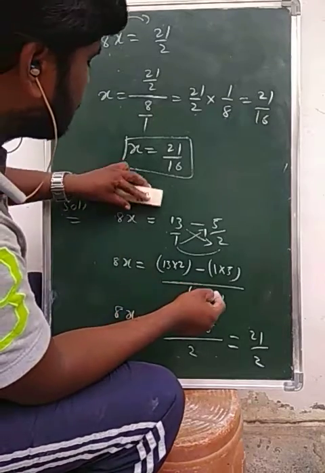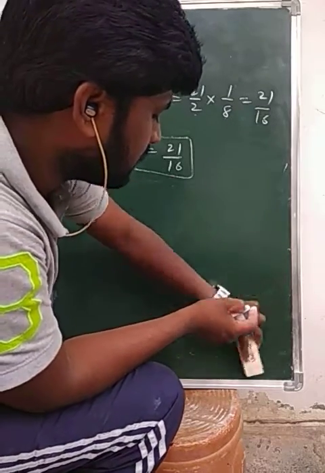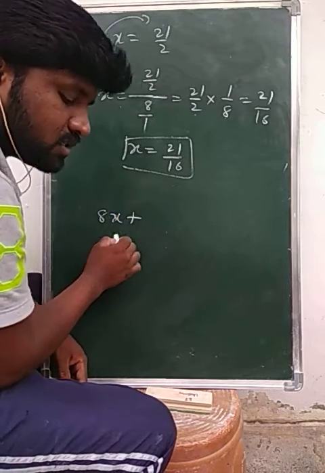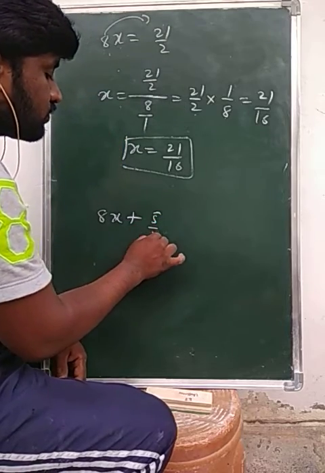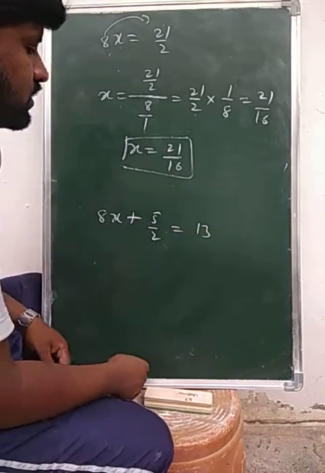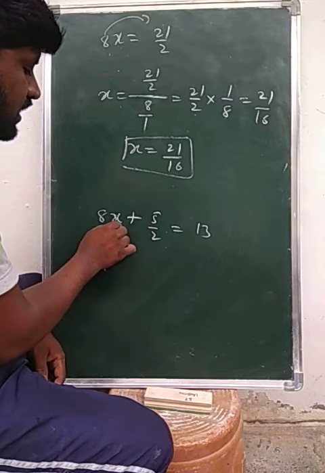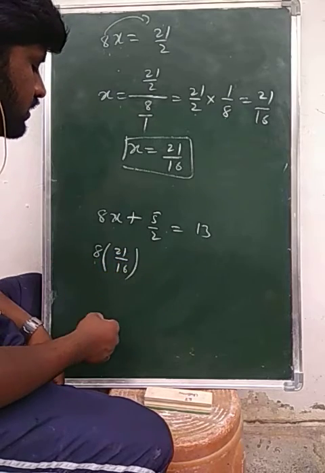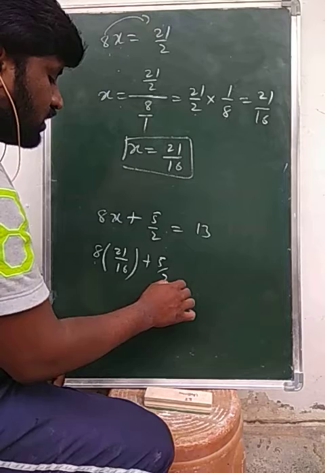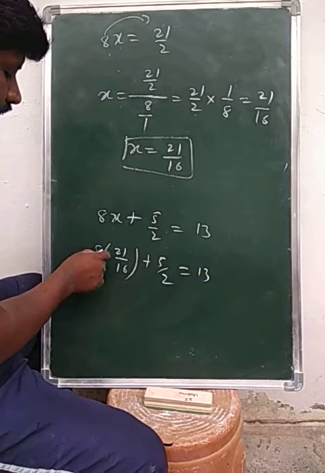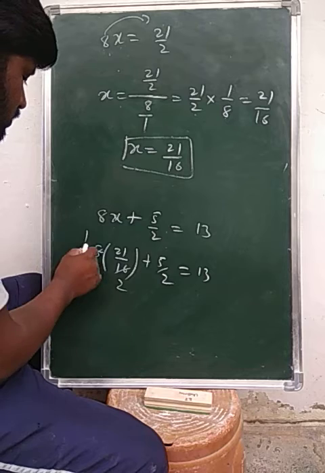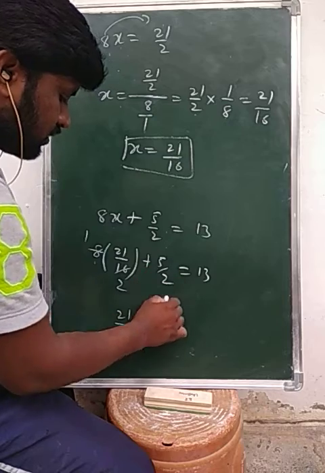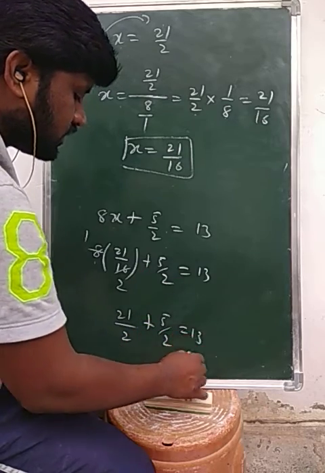Let us go for the verification. This is the verification, children. What is the given equation? The given equation is 8x plus 5 by 2 equals 13. This is the given equation. 8 of x, what do I get? x, and I get 21 by 16. Okay, plus 5 by 2 equals 13. Clearly 8 1s are 8, 2 16s are. So 1 into 21, that is 21 by 2 plus 5 by 2, equals 13.